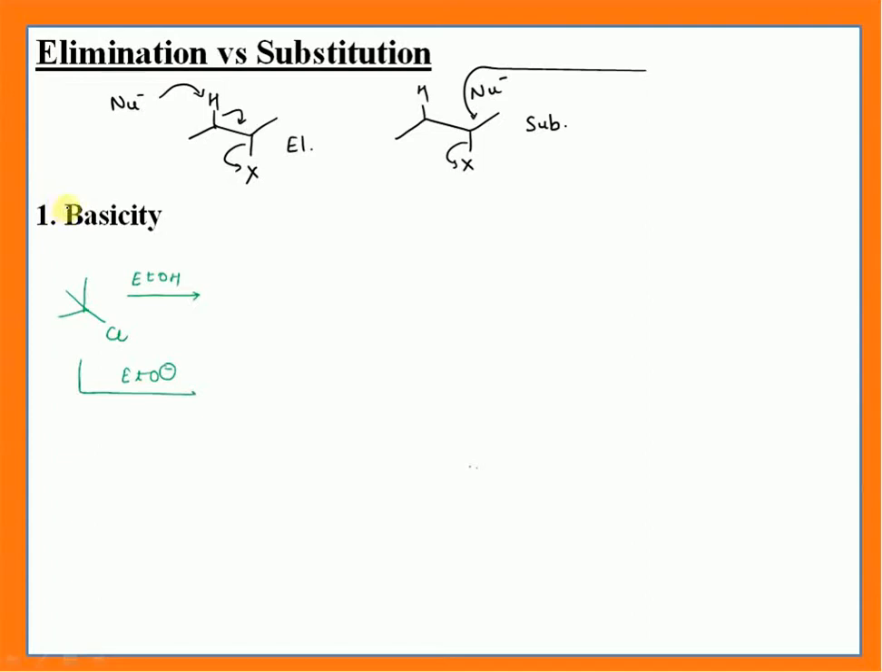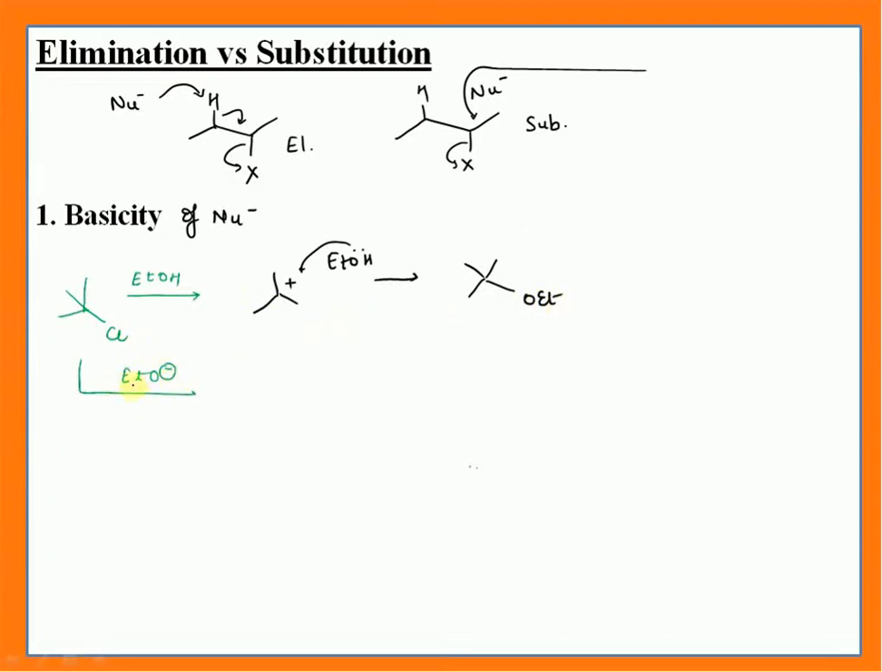Then we come to the point of how different factors can affect the elimination and substitution reactions. The first thing is the basicity of your nucleophile. Suppose in this tertiary butyl chloride I am using ethyl alcohol. The Cl will first be removed and it will generate a tertiary carbocation. Then ethyl alcohol will attack it and give you this product. This is a nucleophilic substitution reaction, an SN1 type reaction.